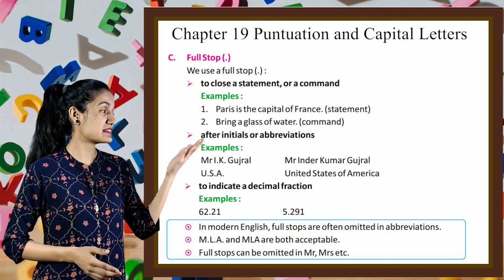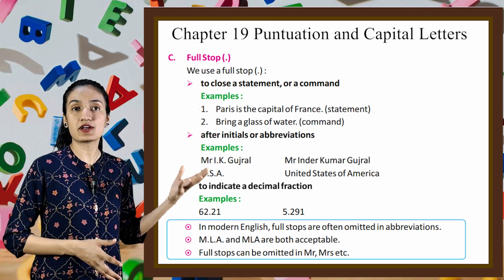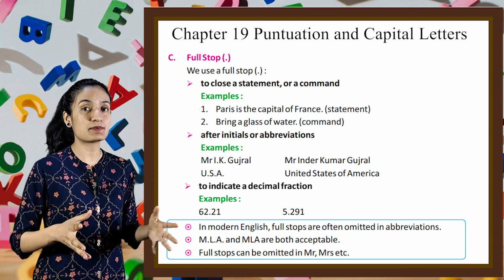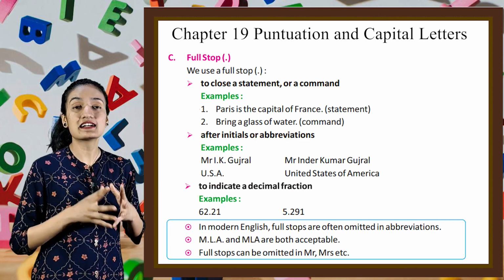Now, first of all, let's understand full stop. We use a full stop to close a statement or a command. Example, Paris is the capital of France. It is a statement. Bring a glass of water is a command.